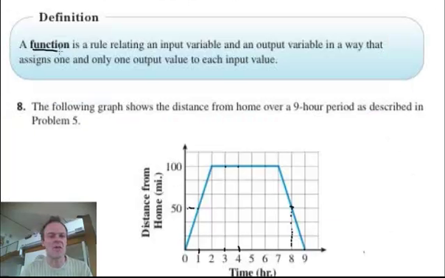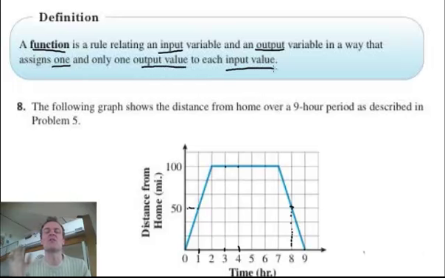Right, here it is. A function relates input to output in such a way that it assigns only one output value to each input value. There's only a unique answer. Again, at 1 AM, I'm only 98.1. I'm not two different temperatures. Okay, let's have a look at some more examples.